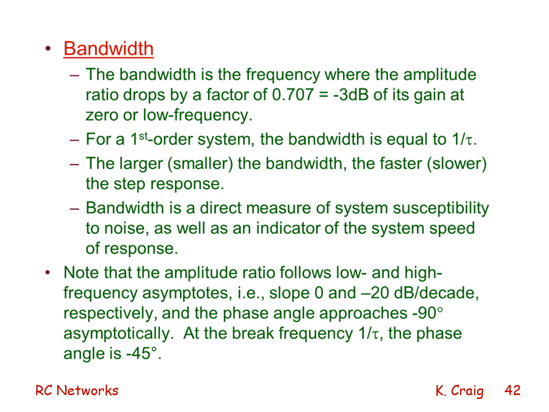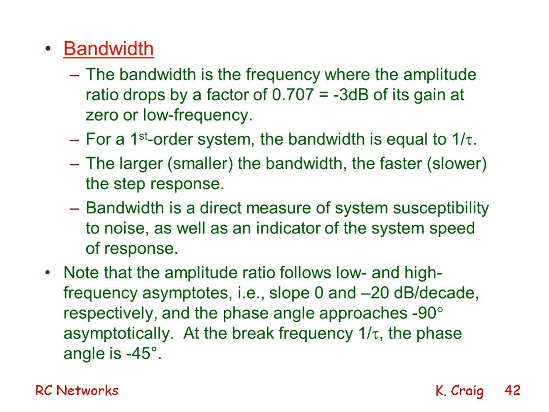The larger the bandwidth, the faster the step response. Because if 1 over tau is large, tau is small. Tau is the time it takes to get to 63% of the steady state value. Small tau, fast response. Small tau, large bandwidth. So the smaller the bandwidth, the slower the step response. But bandwidth is also a direct measure of system susceptibility to noise, as well as an indicator of the system's speed of response.